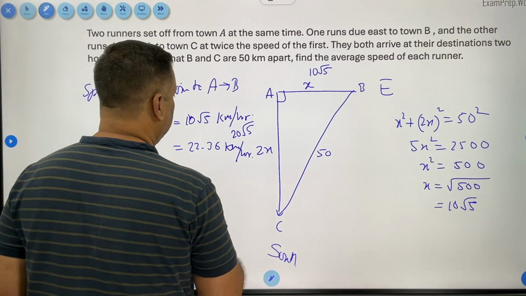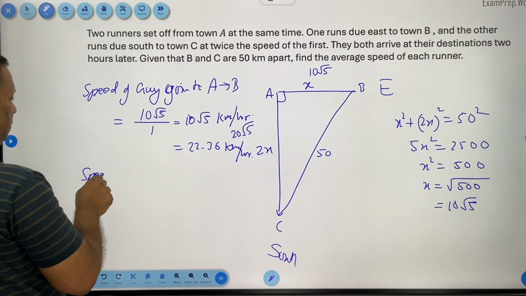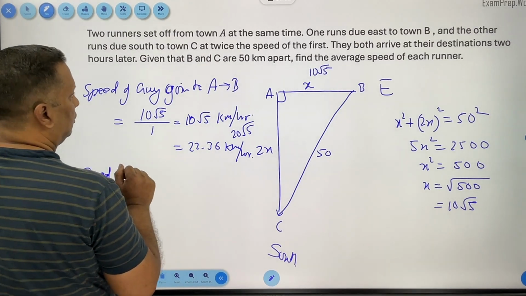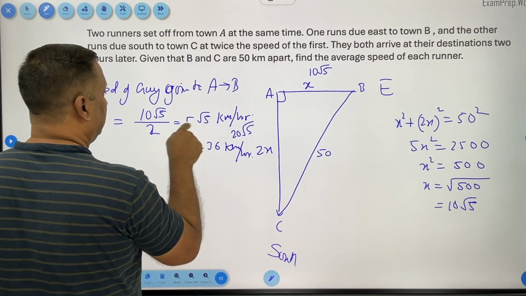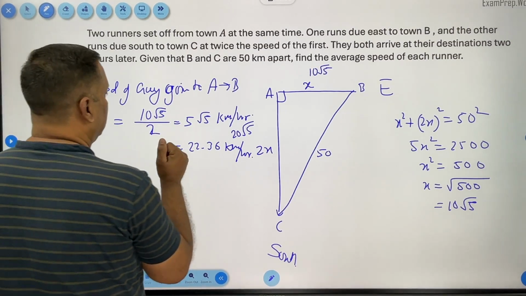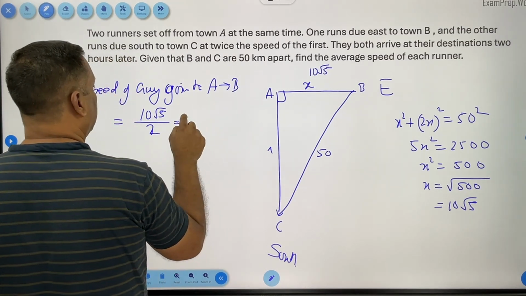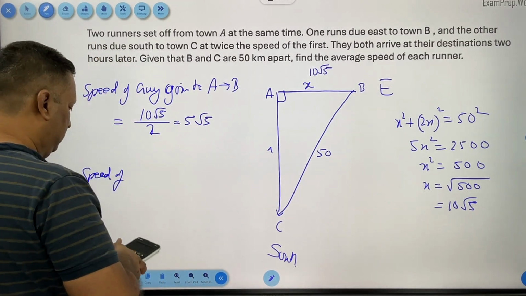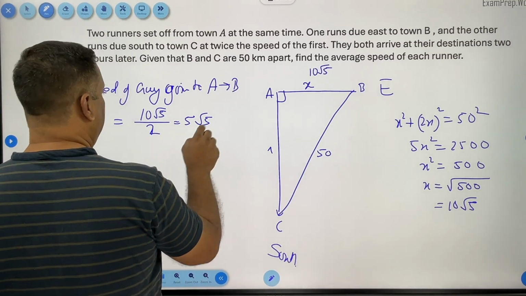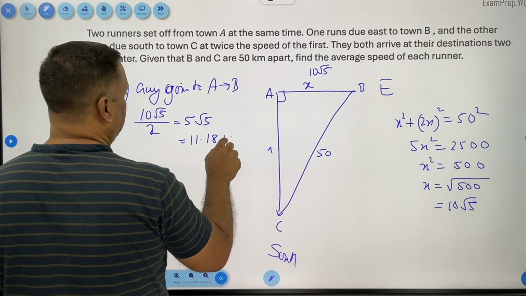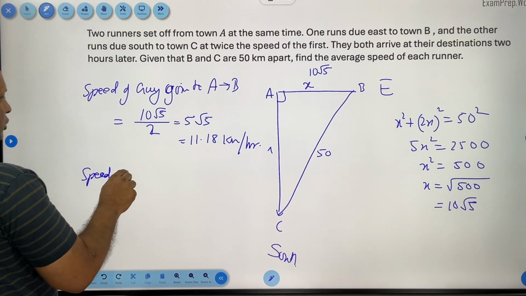Kilometer per hour. Okay. Now what about this guy? He is traveling twice. Oh, we have to correct it. This is 2. So this is 5 because they are traveling for 2 hours. So this will be 5 root 5, 11.18 kilometer per hour.